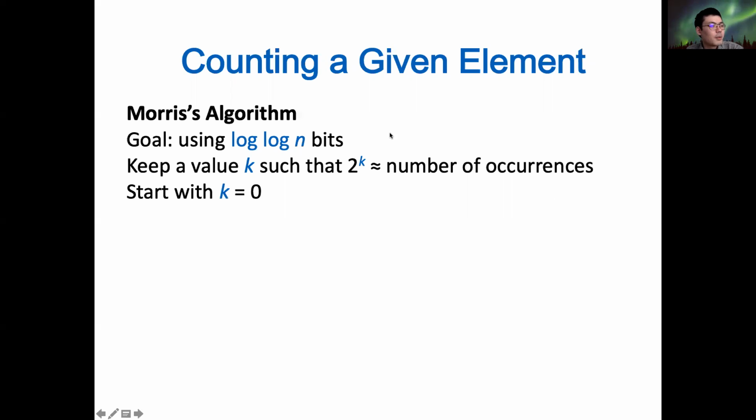This problem gets more complicated when you are not counting a given element, but many, many different elements. Let's say for Amazon, they want to count how many people are buying each product. Or for Google, each web page. There are so many web pages, but how many people are viewing them? That can get way more complicated than just a particular given element, and for that you will see in our second written assignment.